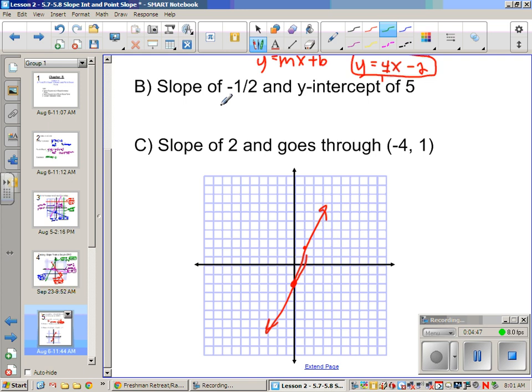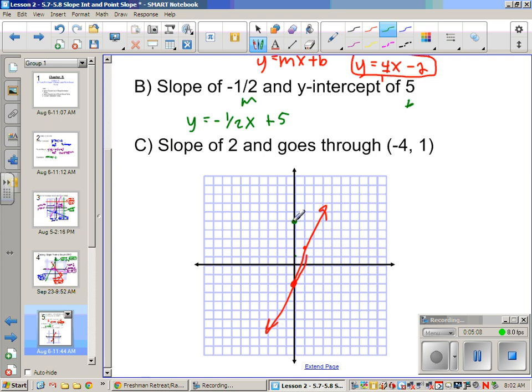So the next one says I have a slope of negative 1/2 and a y-intercept of 5. So this is my m, this is my b. So I have y equals negative 1/2 x plus 5. Again, when I go to graph, I start at the y-intercept, which is 5. So 1, 2, 3, 4.